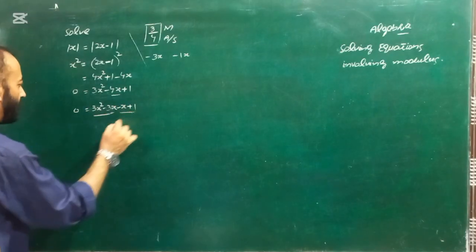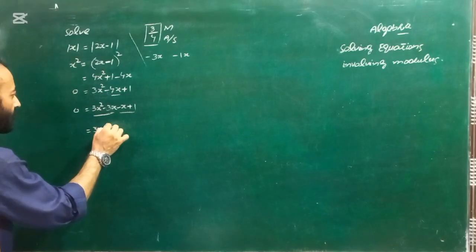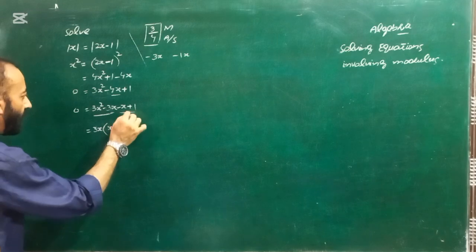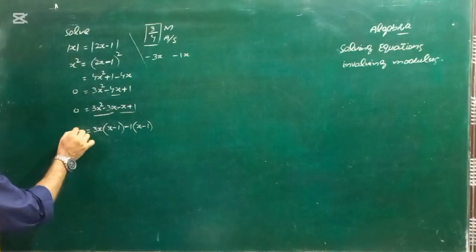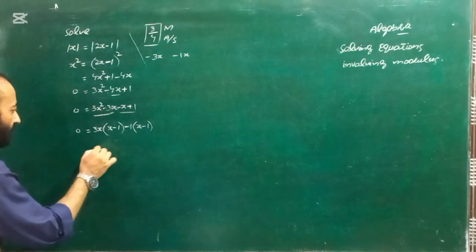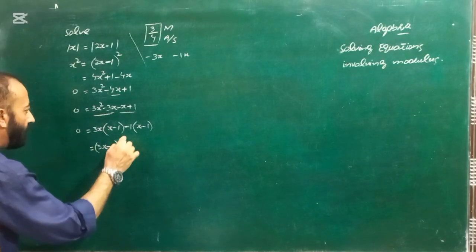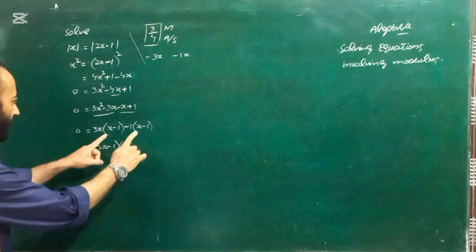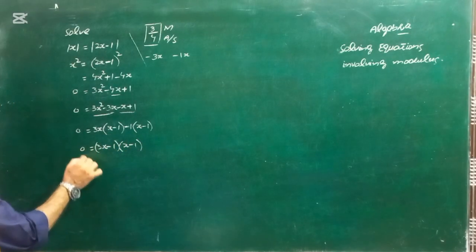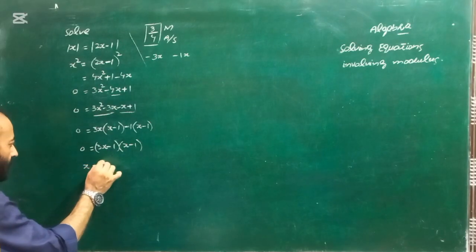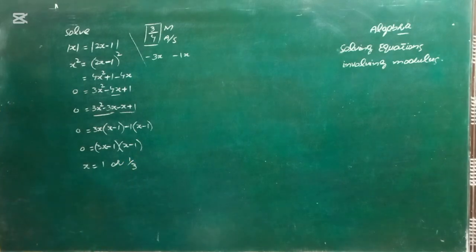At this stage, make pairs and take common factors. So 3x is common, so (x - 1), and in the second pair -1 is common, so (x - 1), and on the right hand side 0 is still there. So the bracket which is the same will be written once, and the values outside the brackets will be written in the other bracket. So from here you can see x will be equal to 1 or 1/3. So this is one method.